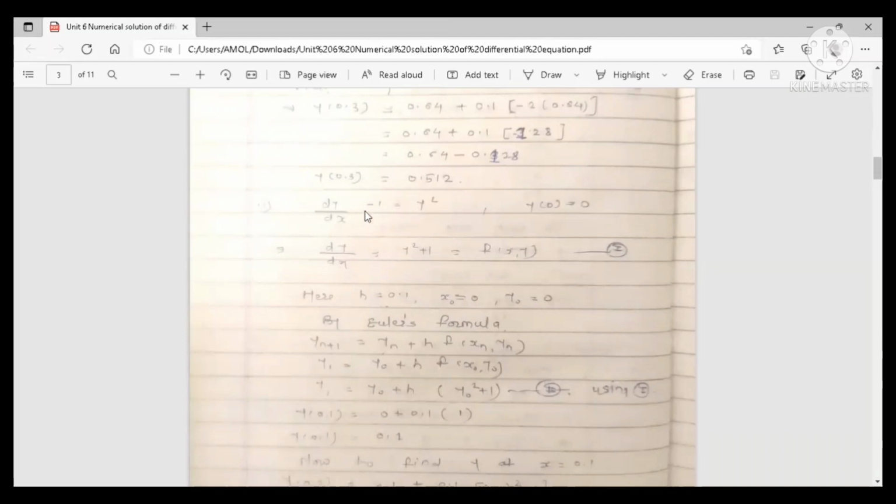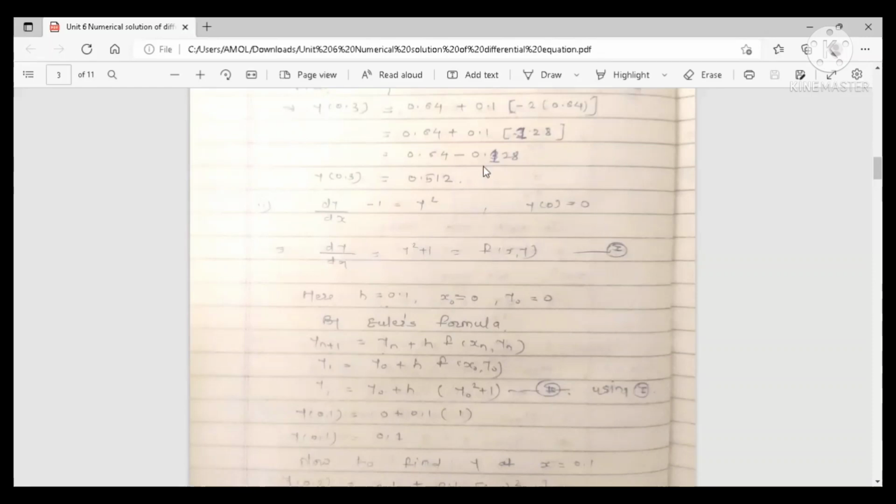Now simplify in standard form this dy by dx minus 1 is equal to y square. You shift this minus 1 to the RHS, so that you will get the equation dy by dx is equal to y square plus 1, which is equal to f of x, y. The remaining terms must be on the RHS, that is the standard form, and then the RHS term is nothing but your function f of x, y.